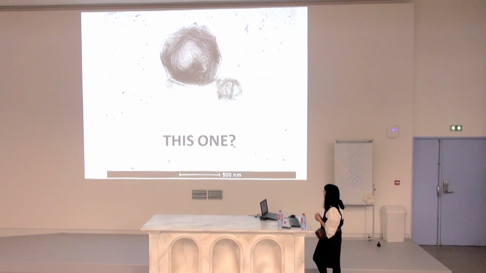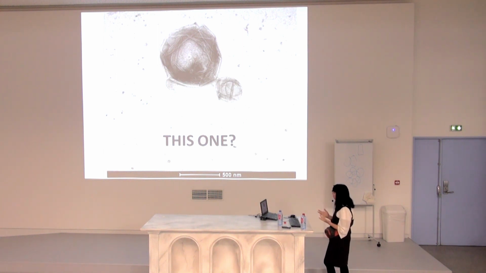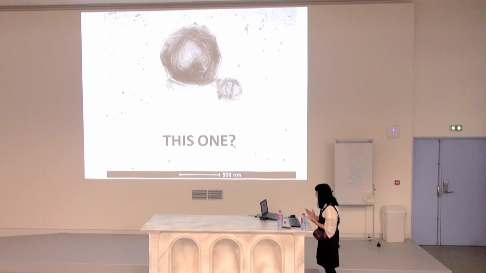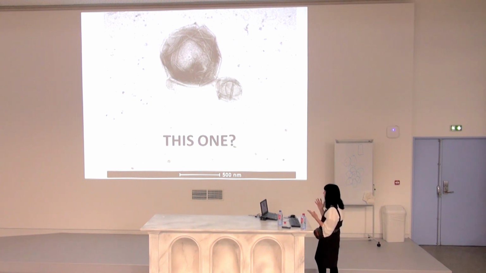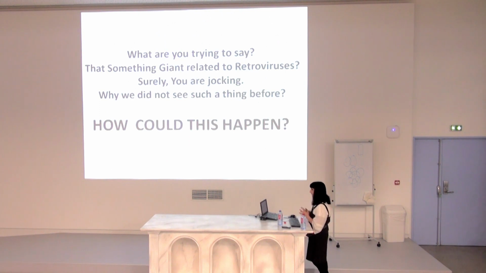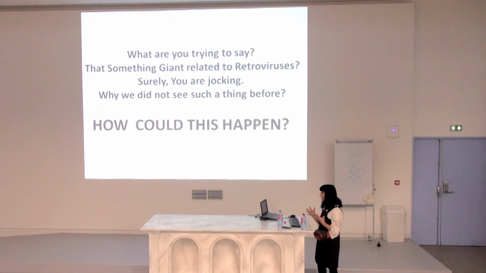Well, so the small one particle is at least 3 times larger than a retrovirus, and the large one is very massive. So you may be thinking, well, you must be joking. Why do you think that something giant has something to do with a retrovirus? I think it is actually quite impossible.